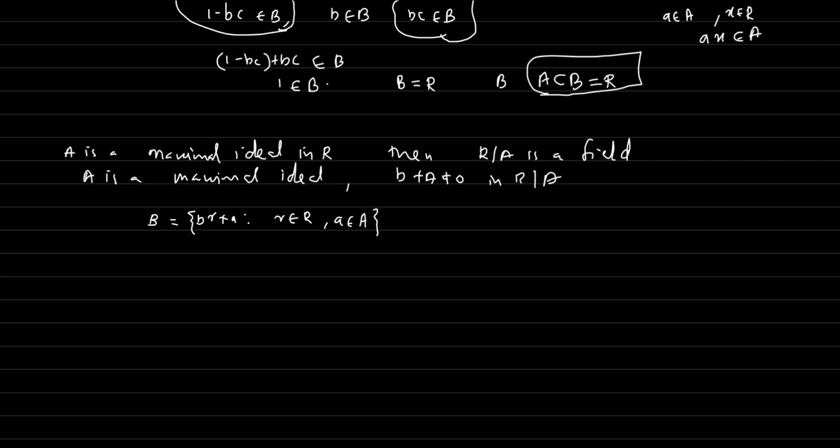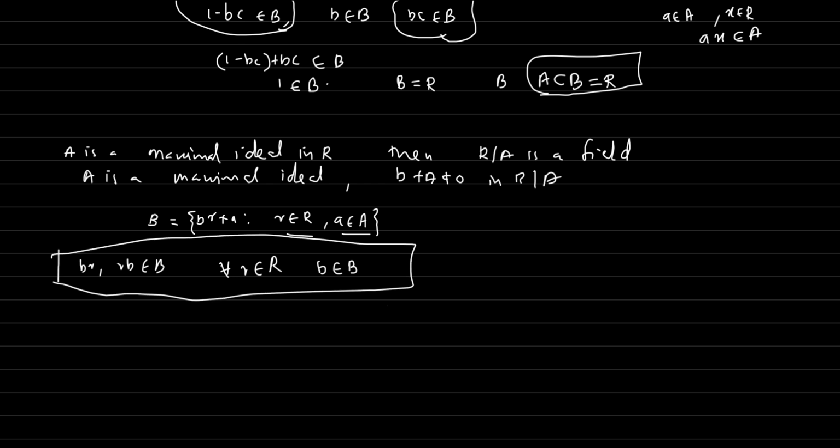Here I am considering a set B, which is the set of all br plus a such that r belongs to R and a belongs to A. Now we are going to prove that B is an ideal. A subset of a ring is called an ideal if, first, it must be a subring, and then it must satisfy br and rb belong to B for all elements r in R and for any element b in B. So these are the things that we need to prove.